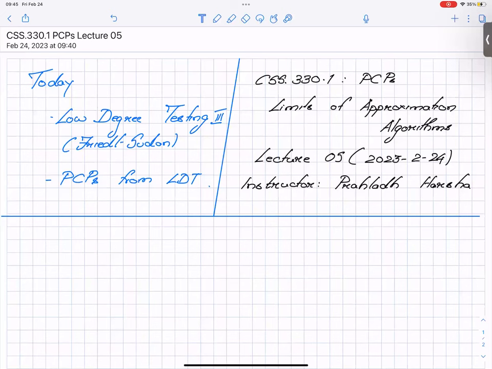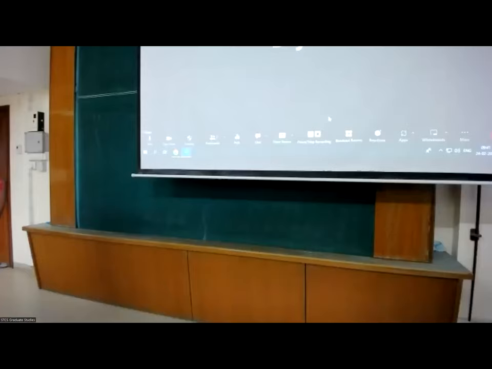Okay, welcome to lecture 5. We continue our discussion on the ODB test. In particular, we will see the Friedl-Sudan analysis of the line point test in the first part of today's lecture. Hopefully, we'll complete it by the end of the first part. And then we'll see how to construct PCPs based on this ODB test, just like we have constructed PCPs based on linearity testing in the second part of today's lecture.